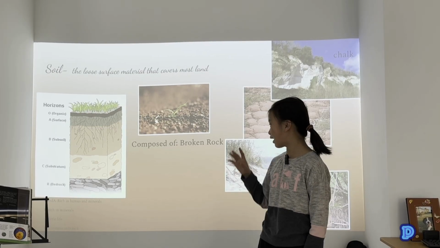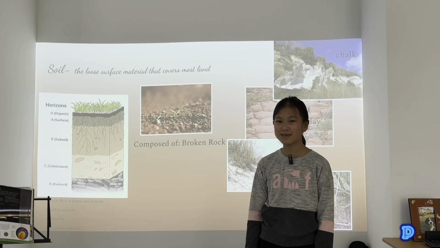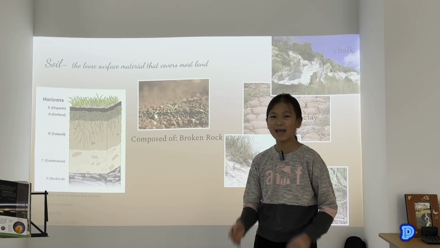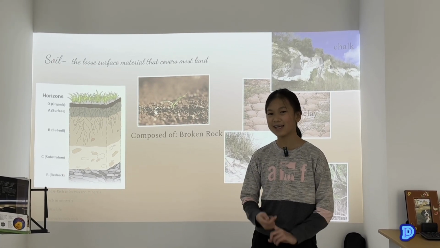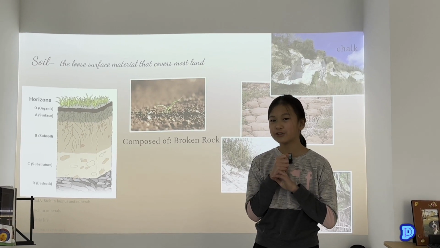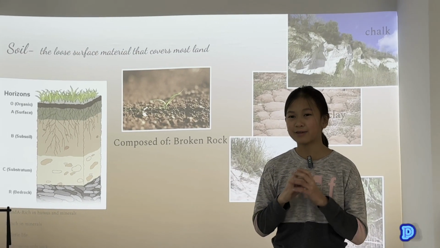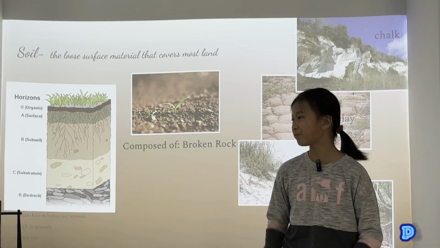First is the topmost layer. The top layer is rich in humus and minerals. What I mean by humus is the plant and animal remains. So humus is usually that really black and dark brown rich soil.